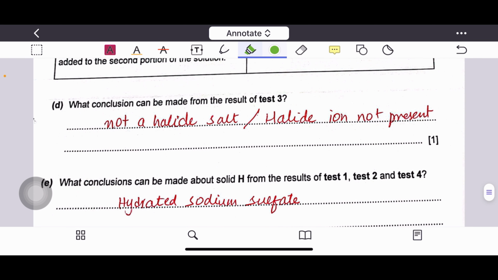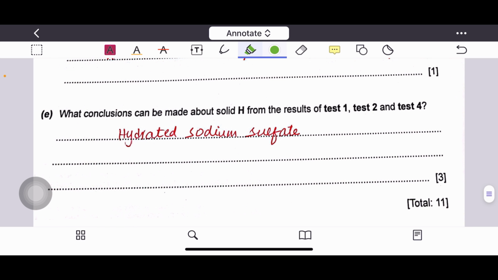What conclusion can be made from the result of test 3? It is indicating that halide ion is absent. Question E, what conclusions can be made about solid H from results of test 1, 2 and 4? So we found out that it is hydrated sodium sulfate.